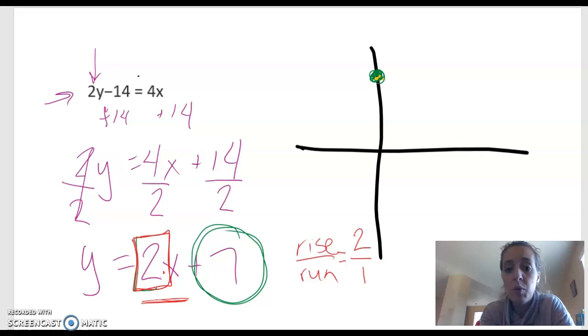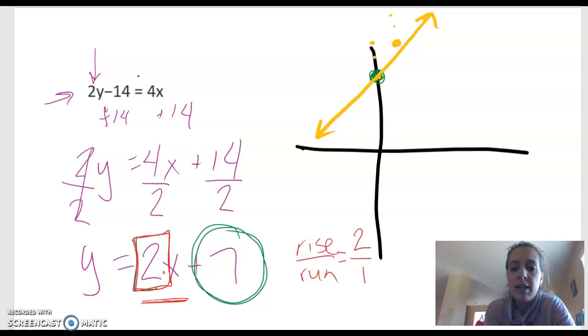So from this point that I did my y-intercept, I go up 2, and I go over 1, and I can make another point. And I can go up 2 and over 1 and make another point. So now that I've got those points, I can connect them and make my line.